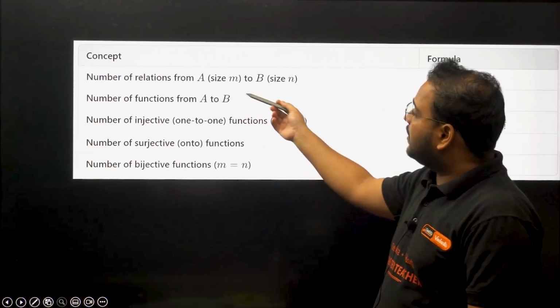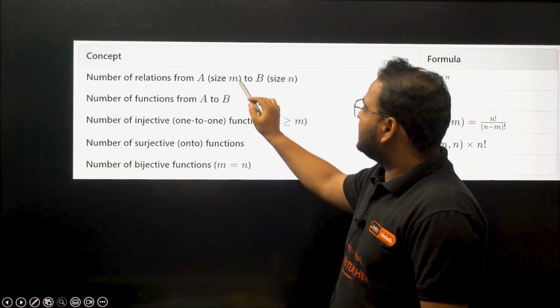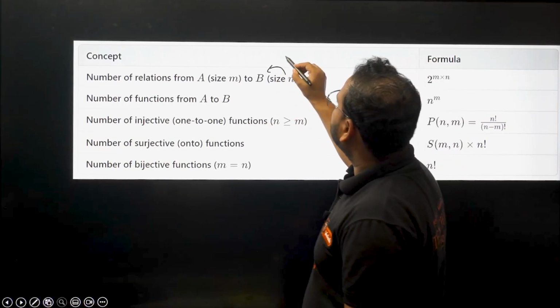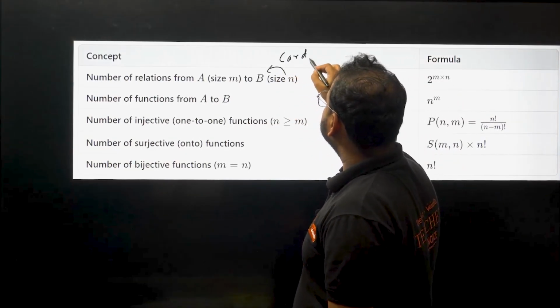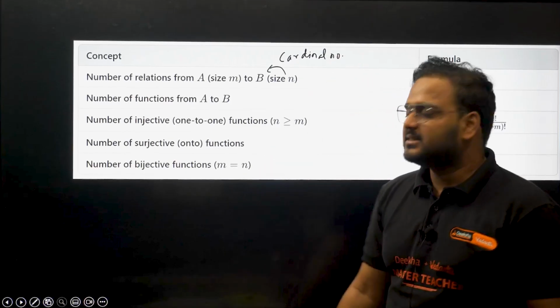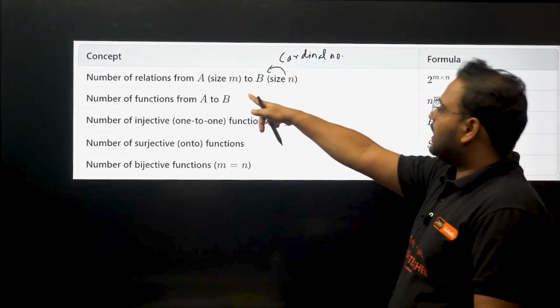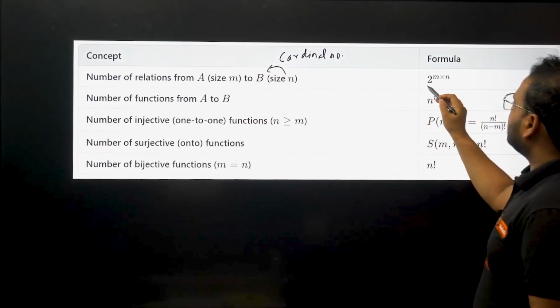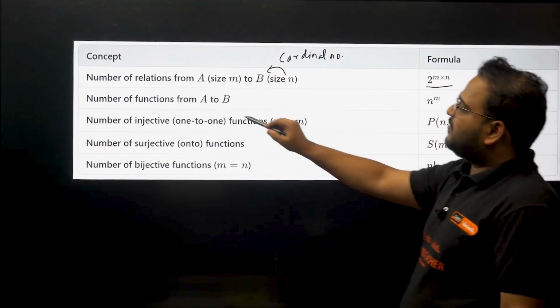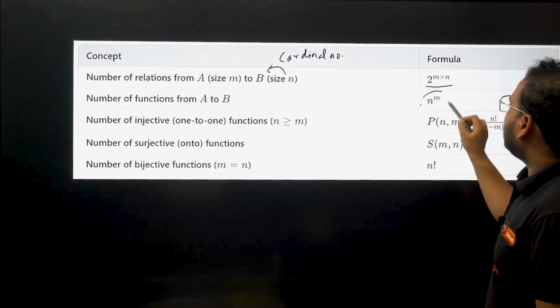Number of relations from the set A, whose cardinal number is m, and the cardinal number size means what? Size means cardinal number, basically the number of elements in that set. So that is given as n and this is given as m. So how do you find that? 2 power m cross n, 2 power m into n. Number of functions from A to B is given by n power m.